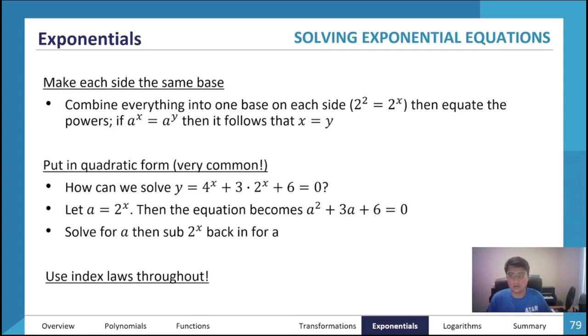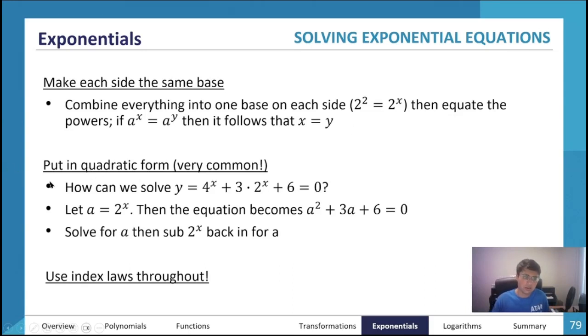When it comes to solving exponential equations, there's a couple of tricks that you can use. The first thing you can do is make each side the same base. So you can combine everything into one base on each side and then equate the powers. That is, if a to the x is equal to a to the y, it follows that x is equal to y. That's a trick that you can use.